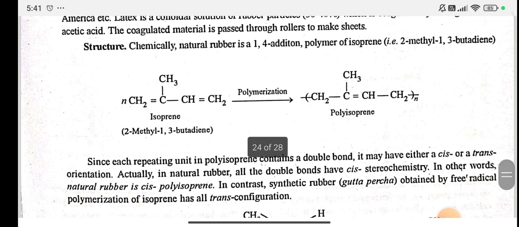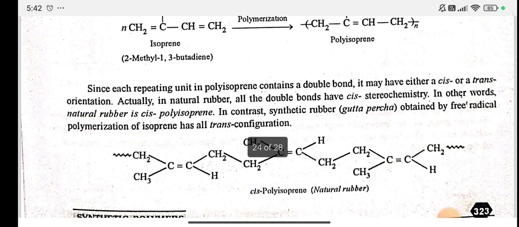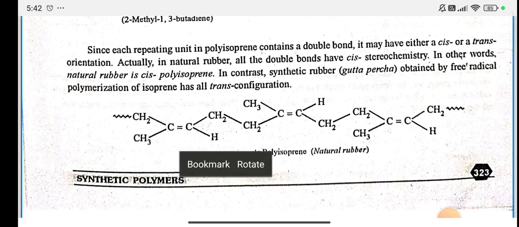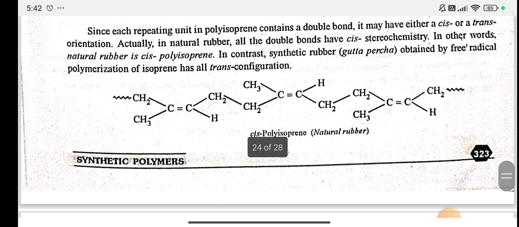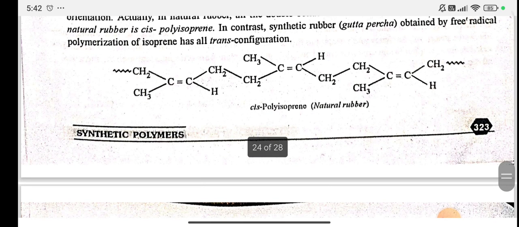Since each repeating unit in polyisoprene contains a double bond, it may have either a cis or trans orientation. Actually, in natural rubber, all double bonds have a cis stereochemistry. In other words, natural rubber is a cis polyisoprene. In contrast, synthetic rubber obtained by free radical polymerization of isoprene has a trans configuration. Vulcanized rubber.